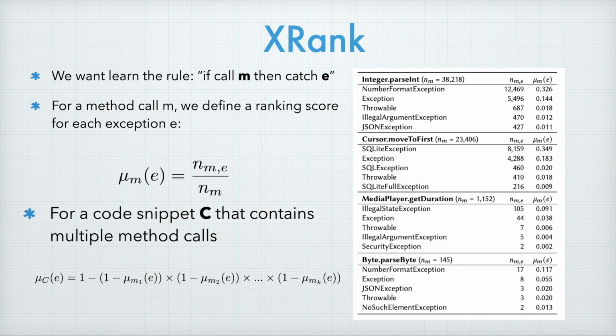For example, in the table on the right, based on association score, we can know that number format exception is highly associated with the parse int method. Move to first method is often associated with SQL exception, and media player dot get duration is often associated with illegal state exception. So for a code snippet C that contains multiple method calls, the association score between an exception E and C is computed based on the association score of each method call M in C.